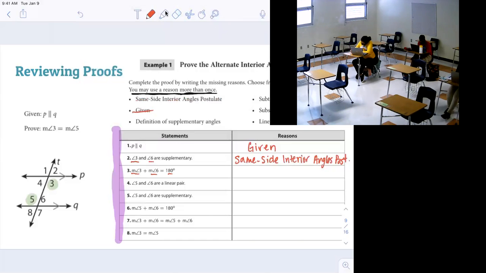Wait, I have a question. Why does it look like it's kind of reflected? The pairs, the equal pairs. It's like they're reflected across something. You're totally right. It's sort of like we're reflecting things over the transversal line.